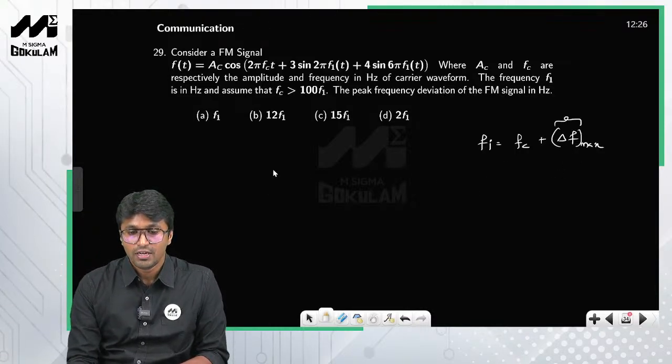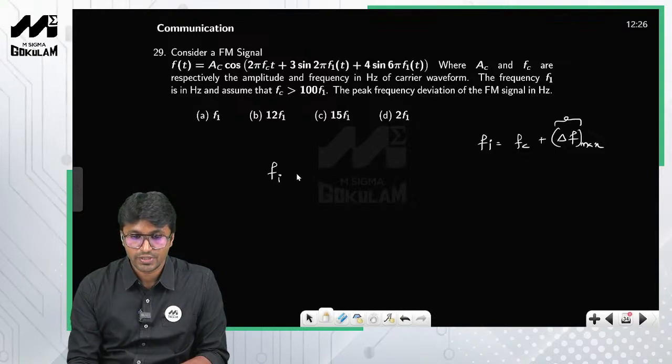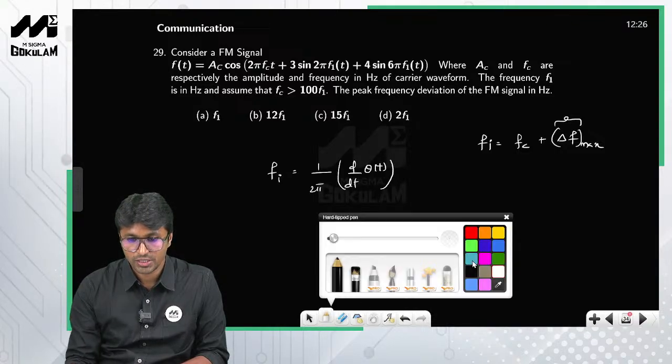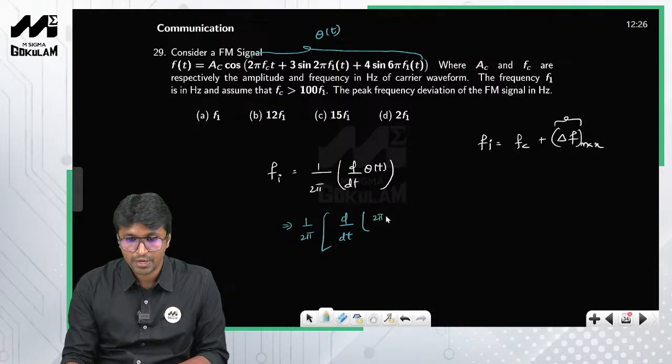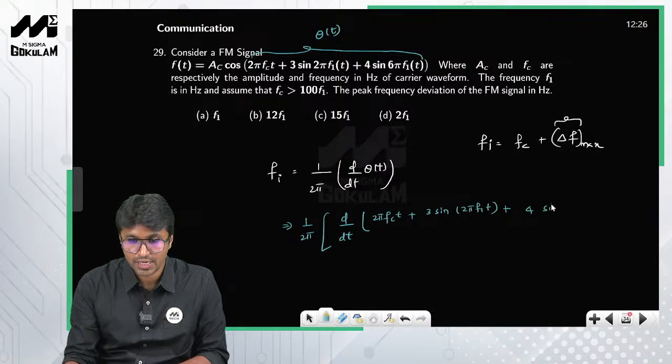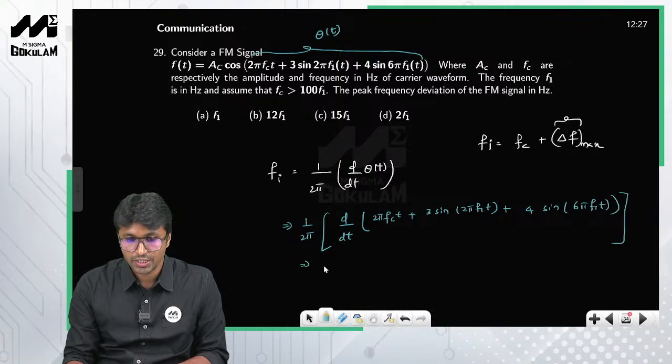So how do you calculate the instantaneous frequency? Instantaneous frequency fi is equal to 1 by 2 pi into the derivative of the phase. What is theta of t? It is the argument inside the cos function. So theta of t is 2 pi fc t plus 3 sin 2 pi f1 t plus 4 sin 6 pi f1 t. Now differentiate this and divide by 2 pi.